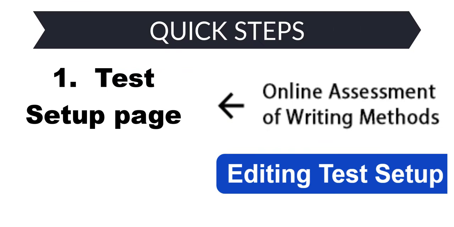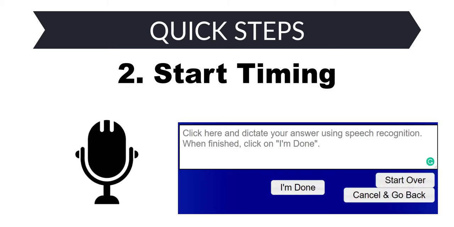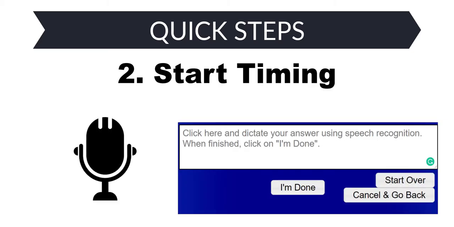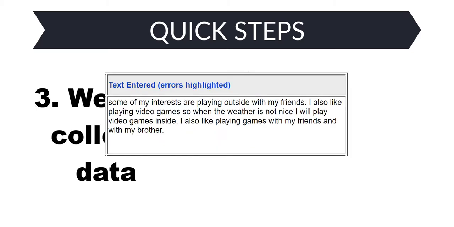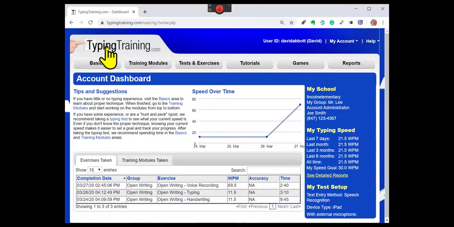Once the test setup is done, then the student can do the speech recognition writing test or exercise. It's really very quick and easy. The student starts dictating, the text appears as the student is dictating, and then they have the option of making corrections, and when they are done, they hit the I'm done button. The website records writing speed and in some cases accuracy if the student was doing a copy typing exercise. Here are the details on how to do speech recognition exercises on this website.